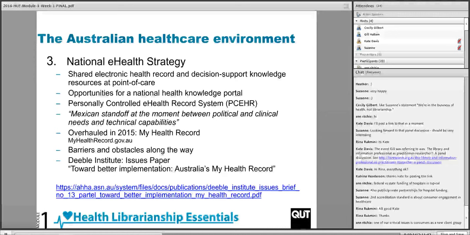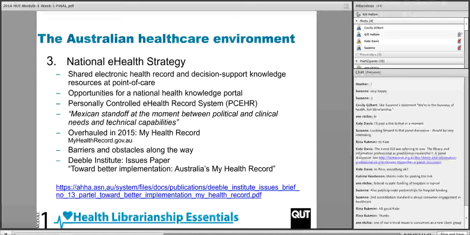If you did a bit of a history across it, the quote in the middle there around the Mexican standoff between the politics and the clinical needs, the technical capabilities, and dare I say the patient needs as well, that was quite problematic. So it was overhauled, what was called the PCEHR, the Personally Controlled E-Health Record System.